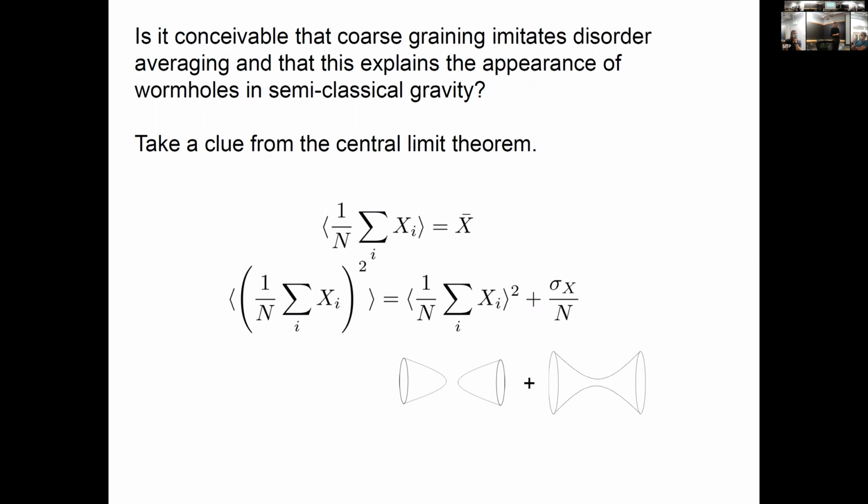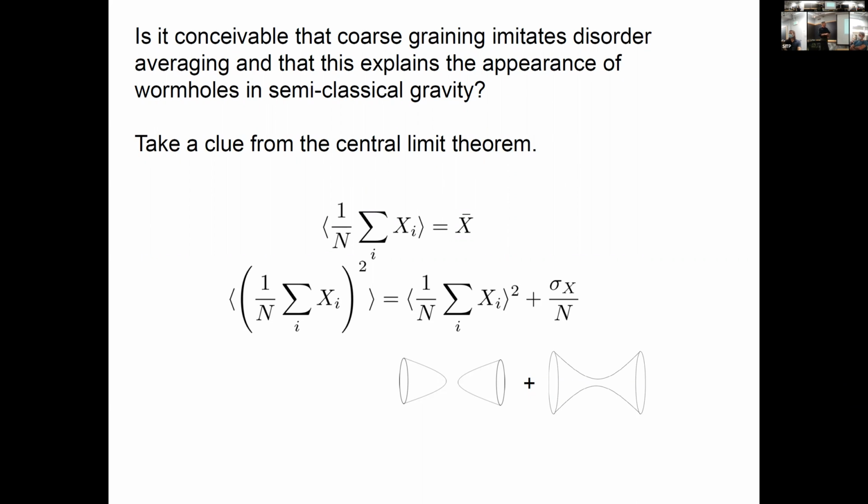Now, the question is, is it conceivable that coarse graining somehow imitates disorder averaging? And this is the reason why one has these wormholes in semi-classical gravity. So it's kind of the key point that I want to make, and this may have been said by many people in many different ways and with many different sentences, but I'll try to say it in my way, is that coarse graining is the thing that imitates disorder averaging, if you want. And that is the reason why we have wormholes.